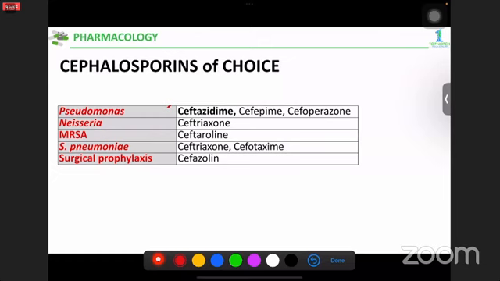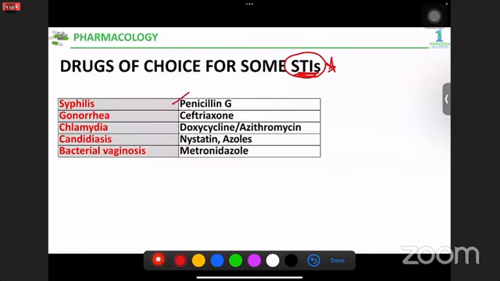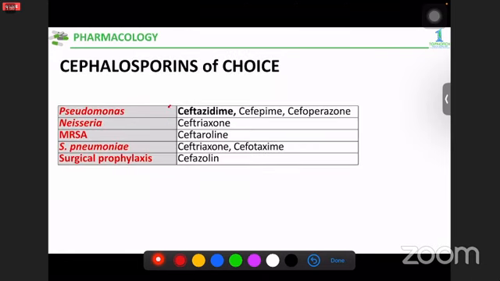So drug of choice for syphilis is your penicillin G, for gonorrhea, ceftriaxone, chlamydia, doxy or azithro, candidiasis, your nystatin and your azoles. In your bacterial vaginosis, your metronidazole. So please know this by heart. Again, know this by heart.